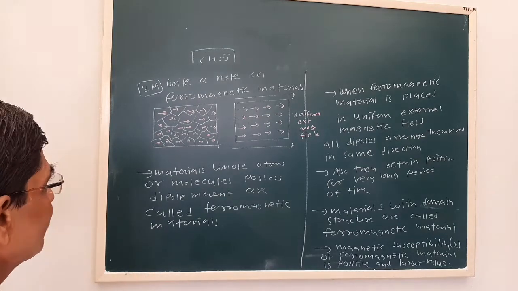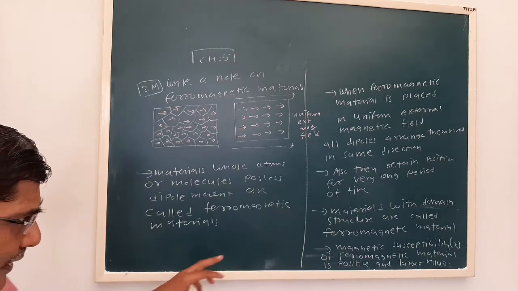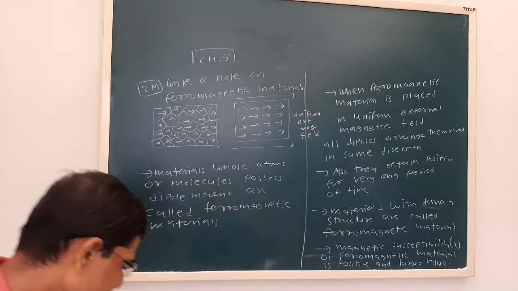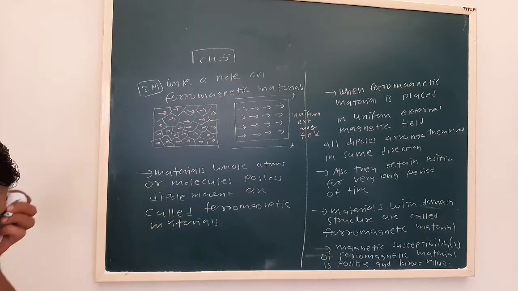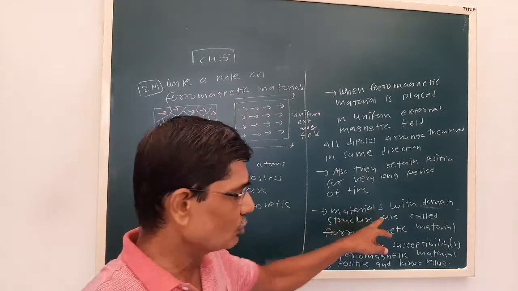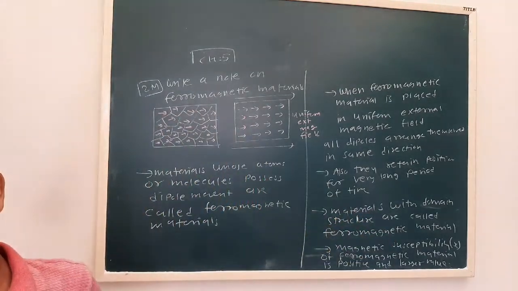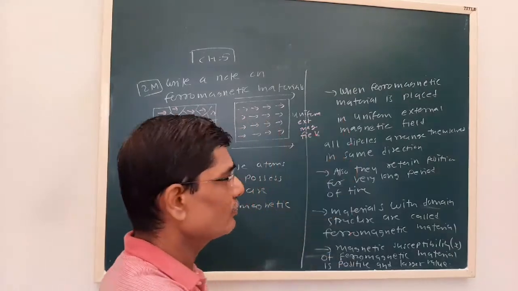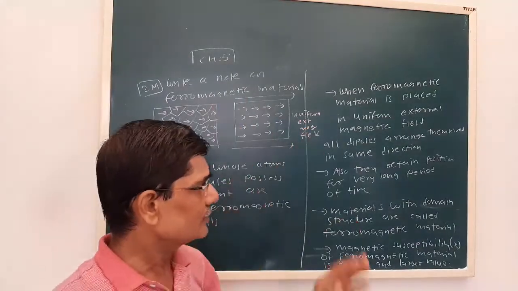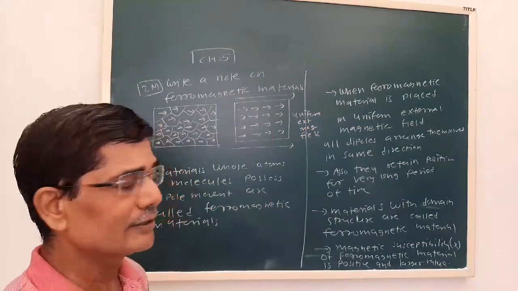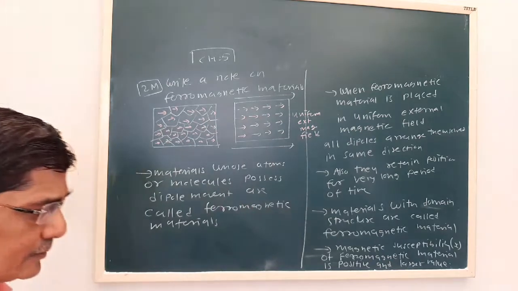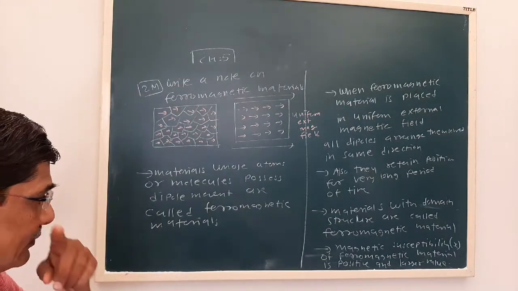So for the definition of ferromagnetic material, sometimes they write: materials with the domain structure are called ferromagnetic materials, or materials whose atoms or molecules possess dipole moment are called ferromagnetic material. Also, the number of dipoles is very large. Domains we can visualize by using a powerful microscope. When ferromagnetic material is placed in a uniform external field, all these dipoles arrange themselves in the same direction and retain the position for a very long period of time. The magnetic susceptibility chi is positive for ferromagnetic material.